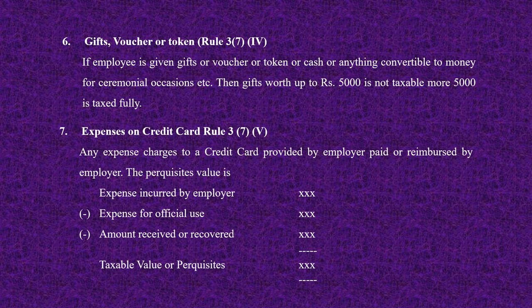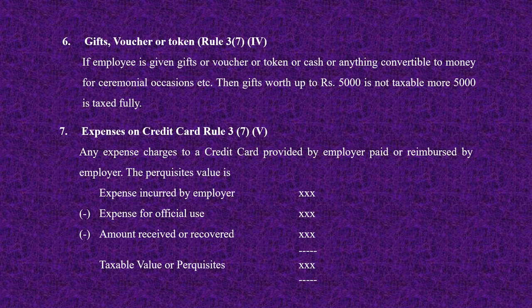The seventh factor is expense on credit card, Rule 3(7)(5). Any expense charged to a credit card provided by the employer, paid or reimbursed by the employer, then the value of the perquisite is calculated as follows. So if your credit card amount is being paid by your employer, then this rule will apply.